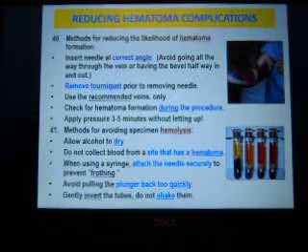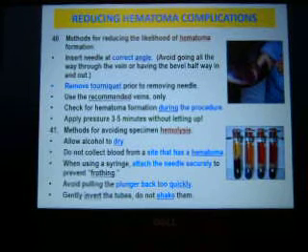So methods for reducing the likelihood of a hematoma.